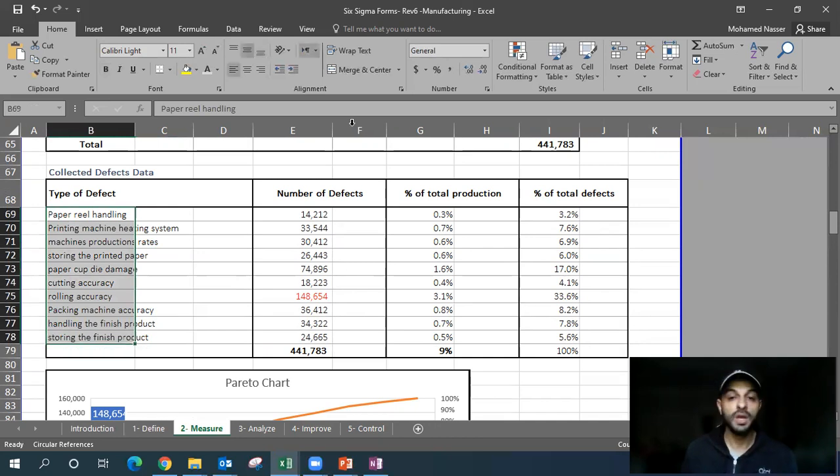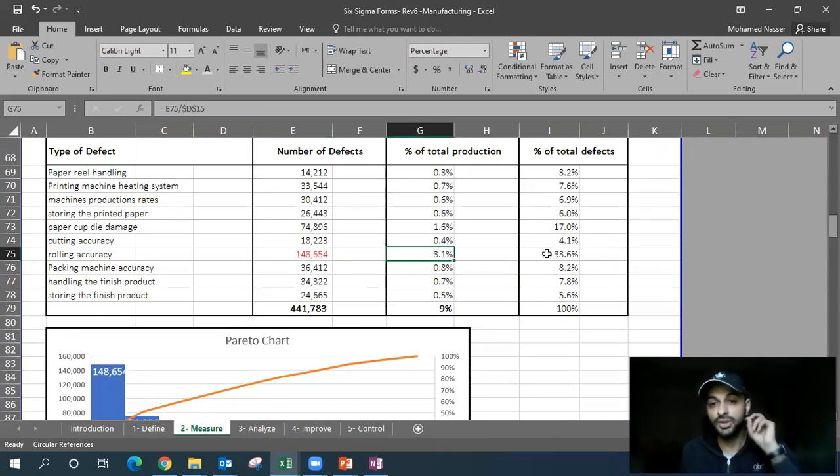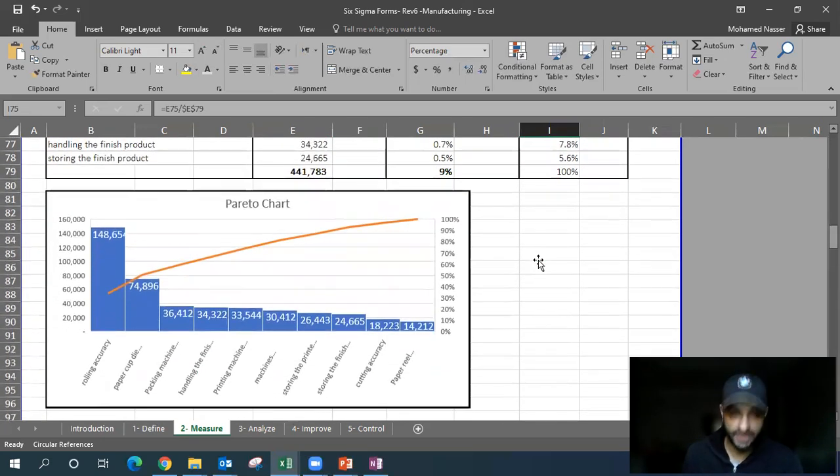Fine. So if you look here, you have this defect which has the majority of the defects. So it has 3.1 from the overall production, and it has 33.6% of the overall defected items. Let's apply this on Pareto.